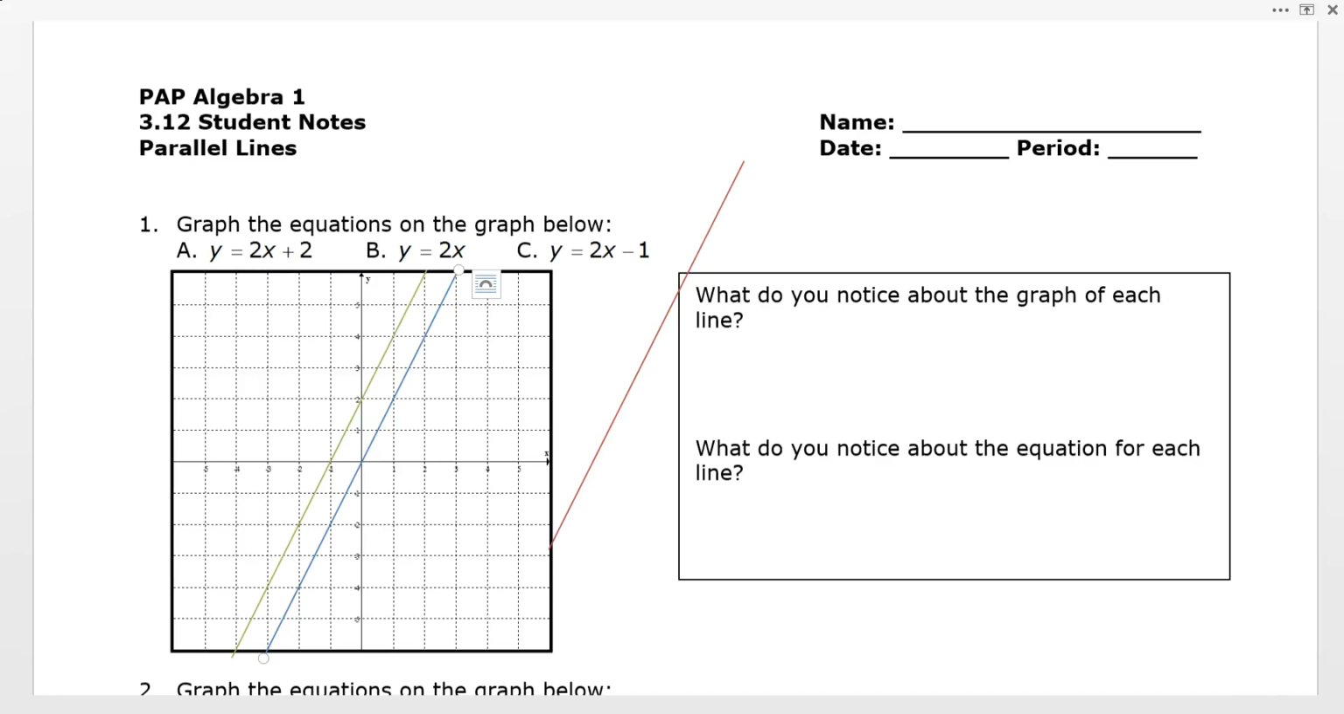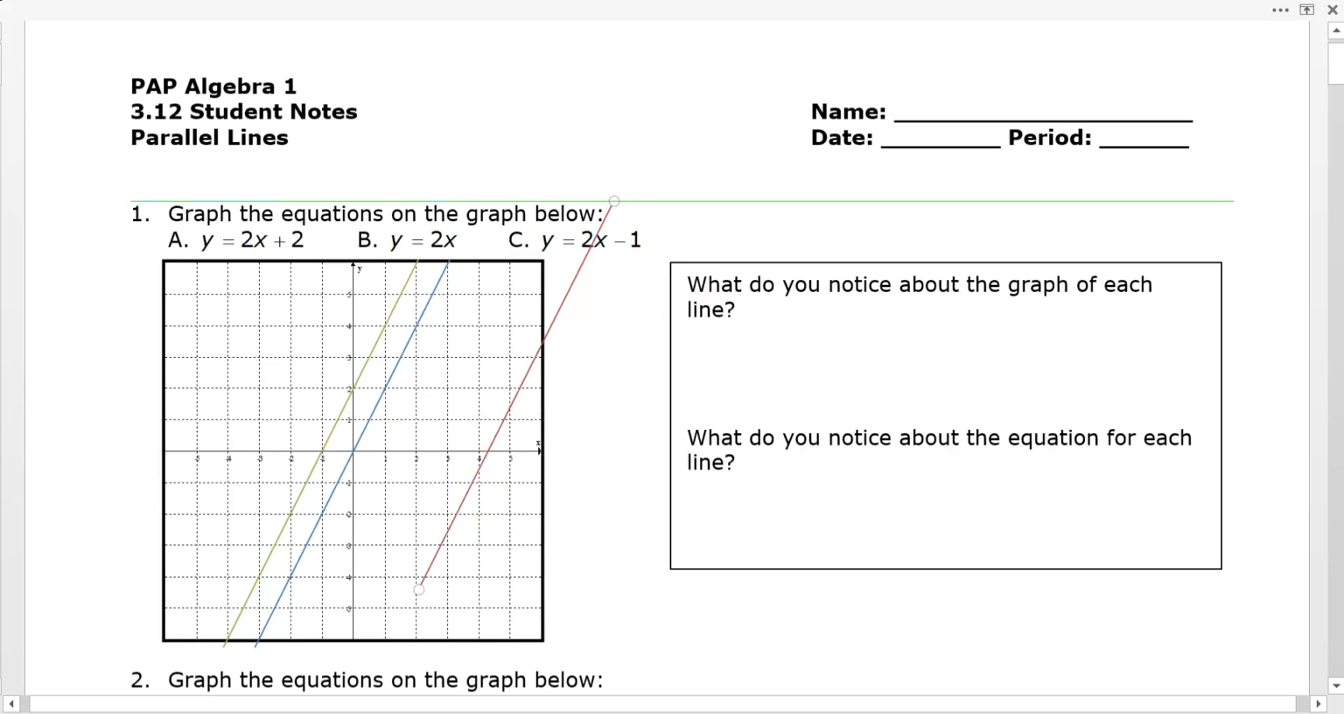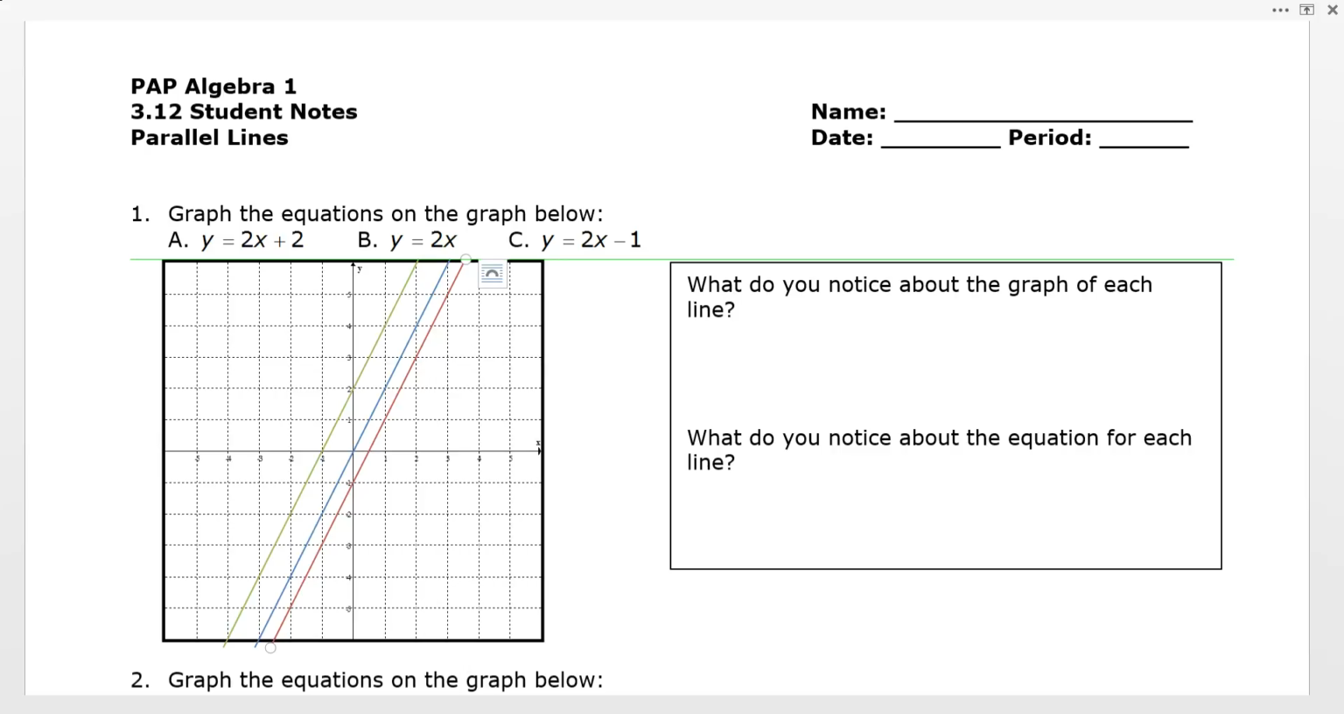And my last one has a slope of 2, but goes through -1. So if I make it go through -1, it still goes up 2 over 1. So if you'll notice, these three lines are parallel, and we'll talk about the equations in 1 second.